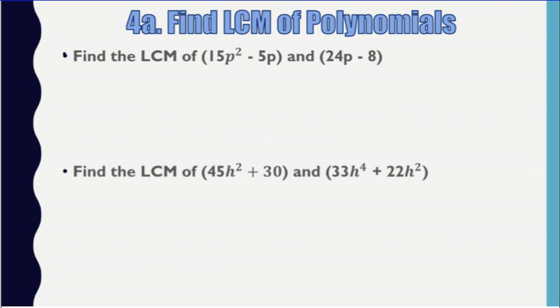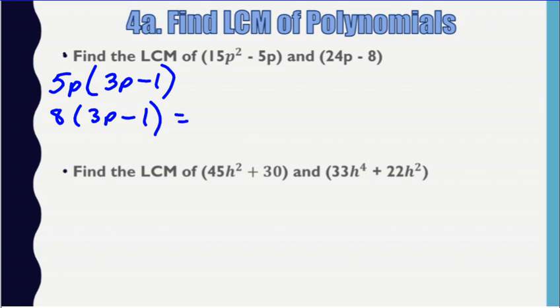Another one here, I can take a 5p out. That leaves me with 3p minus 1. I can take an 8 out. That leaves me with 3p minus 1. This is 2 times 2 times 2 times 3p minus 1.